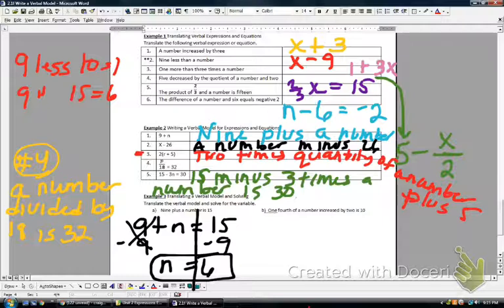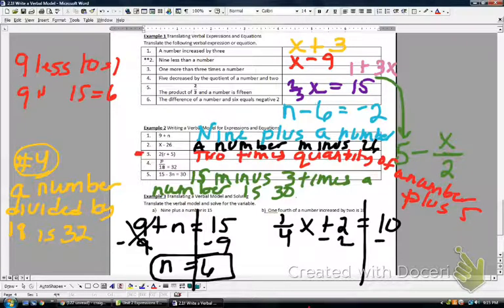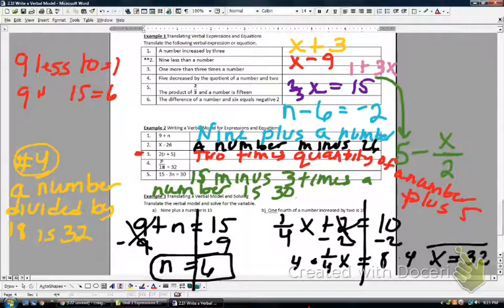Okay, then let's look at example B. 1/4 of a number, so that's multiply. 1/4 of a number increased by 2 is 10. Subtract 2 from both sides. I'm left with 1/4 x equals 8. Then to undo division, I'm going to multiply. x equals 32.